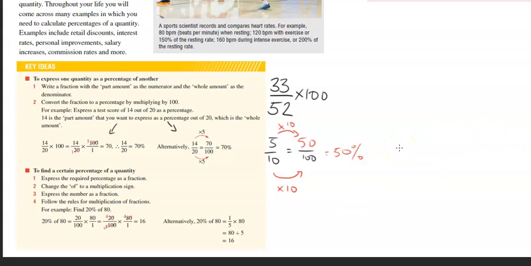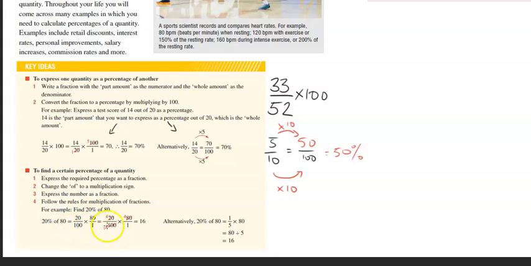And to also find a certain percentage of a quantity, the first step you're going to do is express the required percentage as a fraction first, change the "of" to a multiplication sign, express the number as a fraction, and then follow the rules for multiplication of fractions, which we've seen in the previous exercises. So in this example here, we're going to find 20% of 80. 20% is written as 20 over 100, and 80 is just obviously written as 80 over 1.